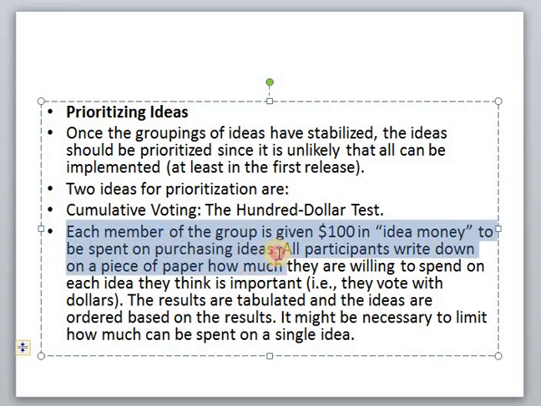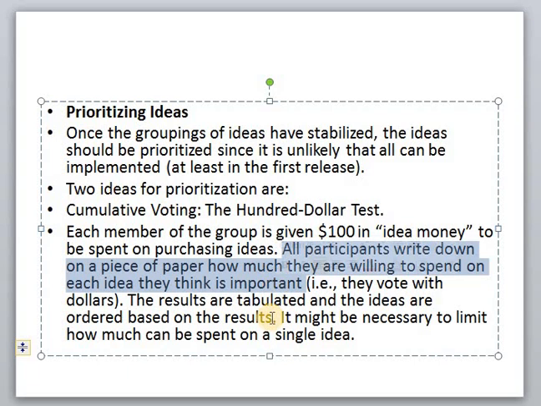Each member of the group is given $100 in idea money to be spent on purchasing ideas. So basically every participant will have $100 in order to rank the ideas. All the participants write down on a piece of paper how much they are willing to spend on each particular idea they think is important.